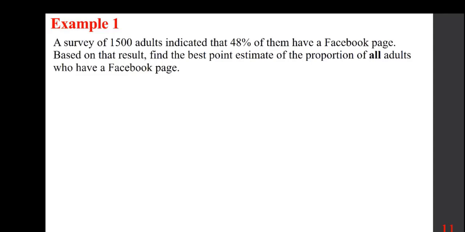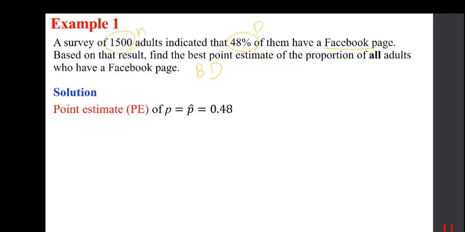Now, what is given? It is important to understand we are dealing with a binomial distribution. Why is that? You have it or you don't. What do you have? You have a Facebook page or you don't. There are two outcomes. So if that is a binomial distribution, we need to know two things. What is the value of n? 1,500. And what is P? 0.48. And so practically we're done as long as we recognize that the point estimate, or PE, for P is P hat, which is given as 0.48.